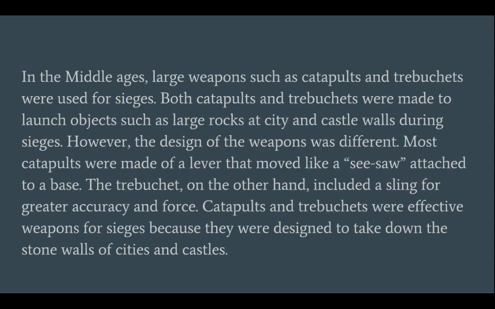And so you put this all together and it reads, in the Middle Ages, large weapons such as catapults and trebuchets were used for sieges. Both catapults and trebuchets were made to launch objects such as large rocks at city and castle walls during sieges. However, the design of the weapons was different. Most catapults were made of a lever that moved like a seesaw attached to a base. The trebuchet, on the other hand, included a sling for greater accuracy and force. Catapults and trebuchets were effective weapons for sieges because they were designed to take down the stone walls of cities and castles.